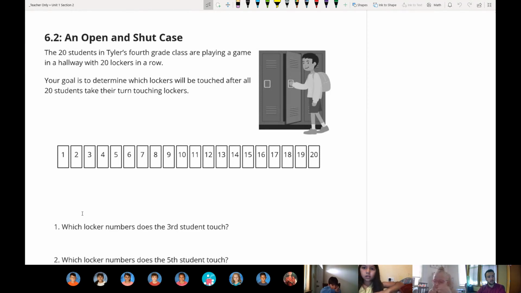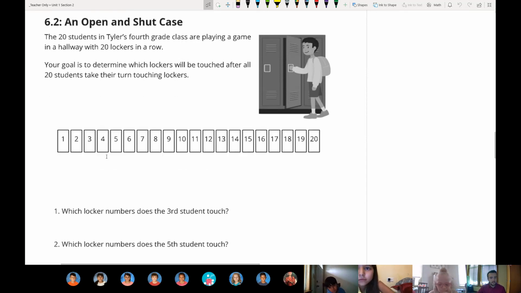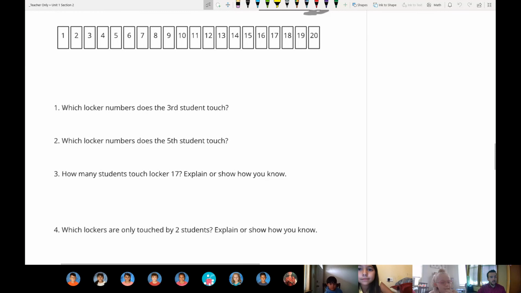It says the 20 students in Tyler's 4th grade class are playing a game in a hallway with 20 lockers in a row. Your goal is to determine which lockers will be touched after all 20 students take their turn touching lockers, right? That's what we just did the last 20 minutes or so, was walk through how we could diagram that, how could we keep track of it, so that now for this activity, we can start diving in and using that information.